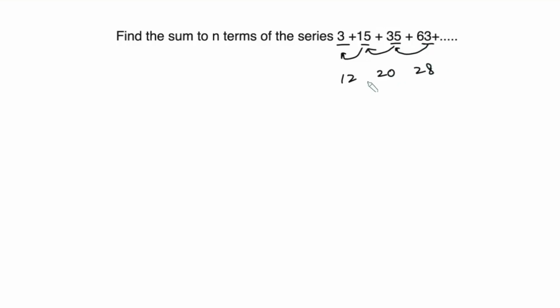Now if you look at this new sequence of differences that we got, it is an AP because the common difference is the same. Whenever you have such a series in which the differences of successive terms form an AP, the nth term of such a sequence is given as an squared plus bn plus c. In order to find the sum of this series, we know the first term, second term, and the third term.